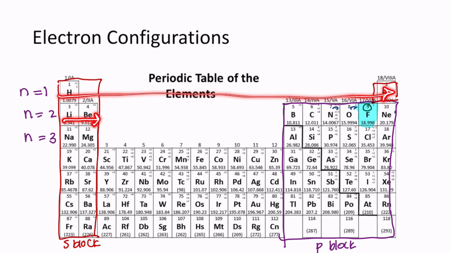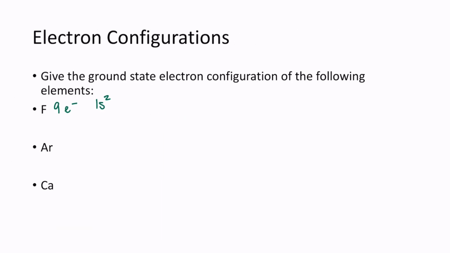my s electrons in, and then I'm going to jump over to my p and fill them all the way over to fluorine. But notice 1, 2, 3, 4, 5. I can only fill 5 electrons in. So for fluorine, I'm going to do 2s2 and then 2p5.